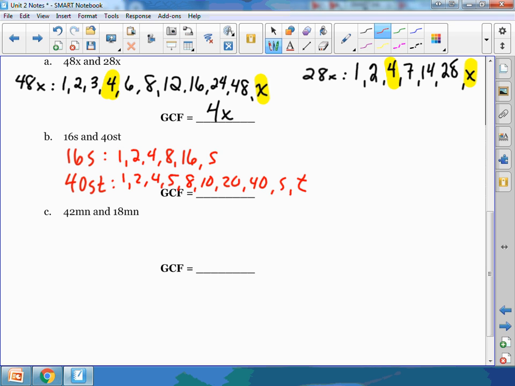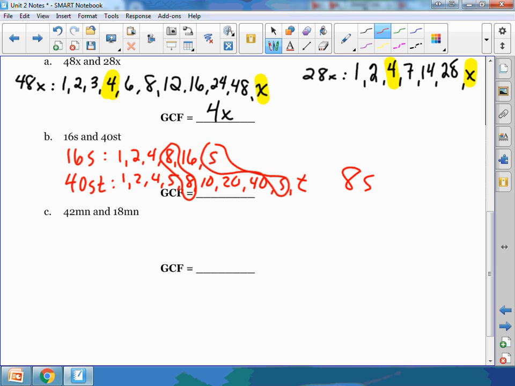Good. So what is the greatest common factor then? Ava? 8s, right. 8 is the largest number, s is the only variable, so our GCF here is 8s.